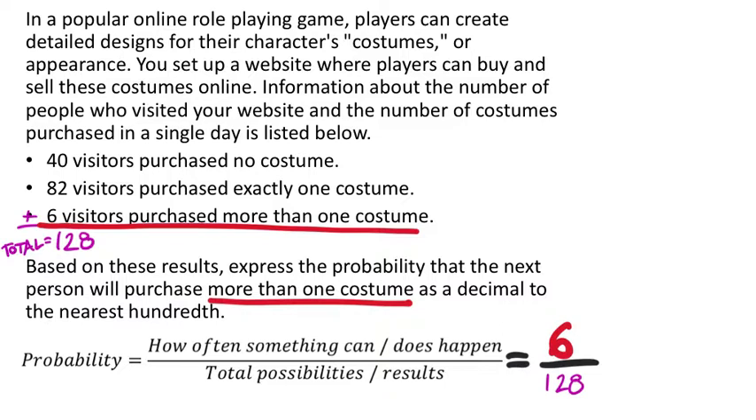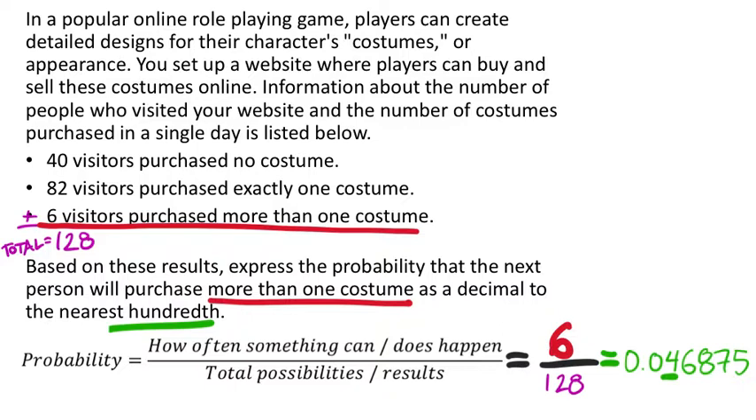Now you could simplify this fraction here, but they did ask for the answer as a decimal to the nearest hundredth. So I'm just going to type in 6 divided by 128. I'm not using the N over D button here. I'm using the division button instead of the fraction line button. And it tells me 0.046875.